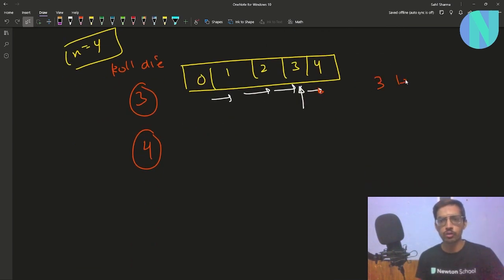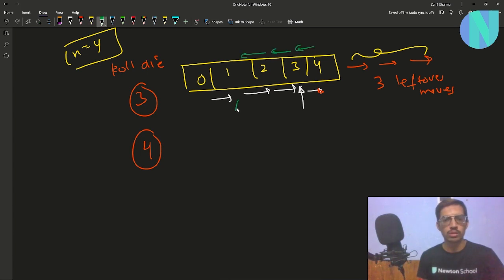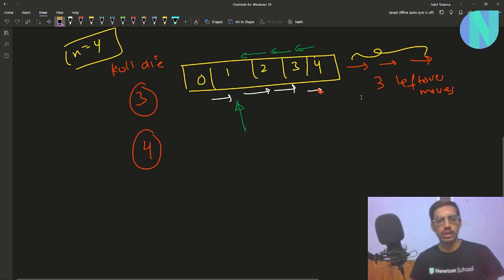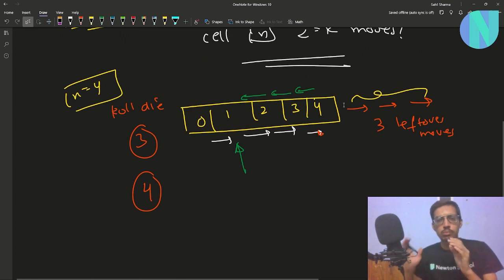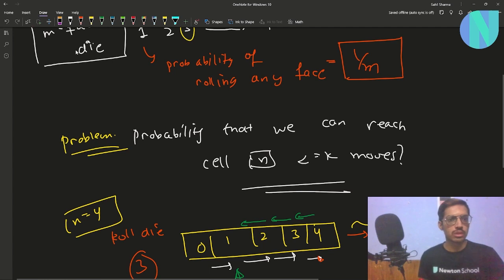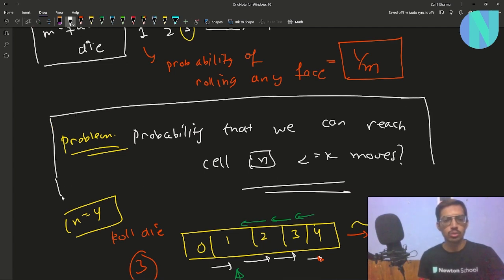Now I have 3 leftover moves. So I will just make these moves to the left. So I will go from 4 to 3 to 2 to 1, right? So my cursor will now go to 1. That is how we handle leftover moves, right? So whenever your move will exceed the strip length, you will make the leftover moves to the left side. So that is the entire setup. Given this, now you have to find the probability that we will reach cell n in less than or equal to k moves. Now let's see how we can solve this.